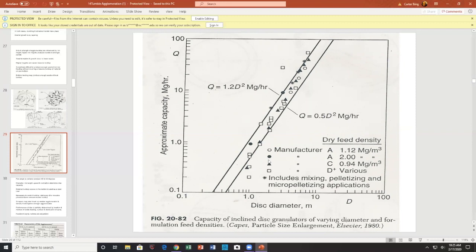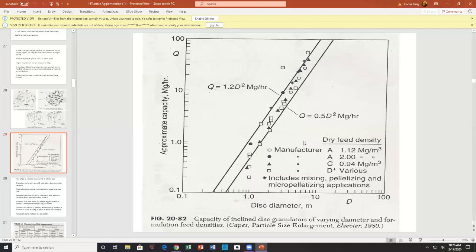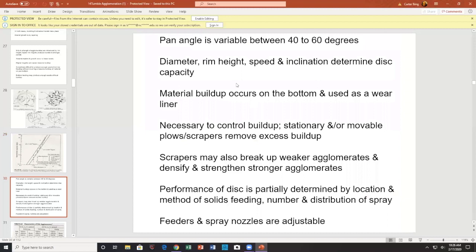Take this data and redo it and investigate whether it's cubed or if the height of the pan is not also included in here, basically. Anyway, just to be a little bit skeptical, this line looks like a third power rather than a square. Again, the diameter, rim height, speed, and inclination determine capacity. So here I don't have any speeds given. All right. That's what it said. Speed, inclination, no angles necessarily given. I guess I got to go back to the original data.